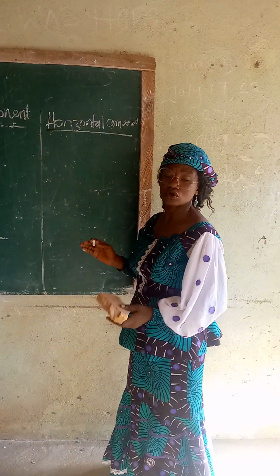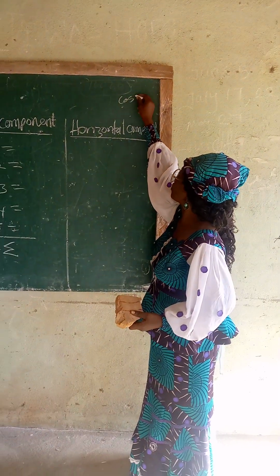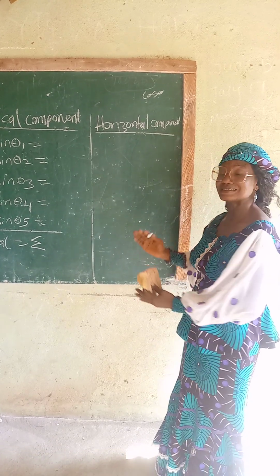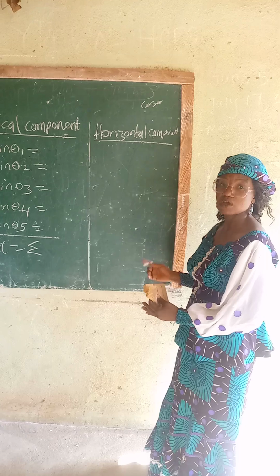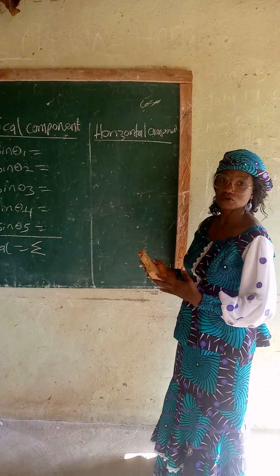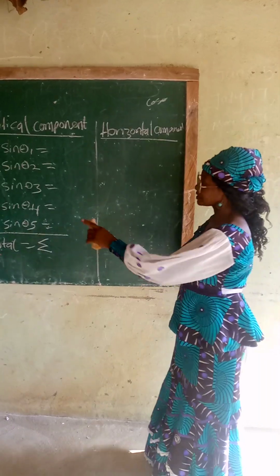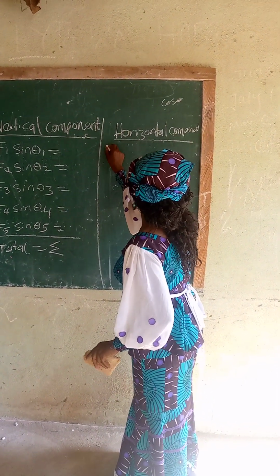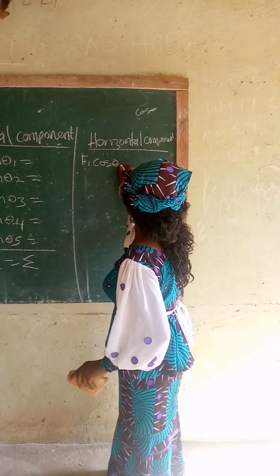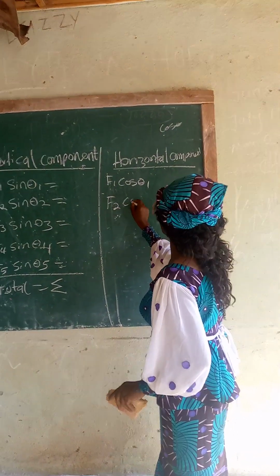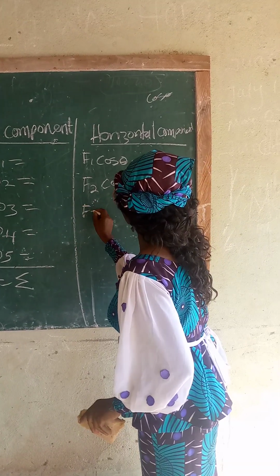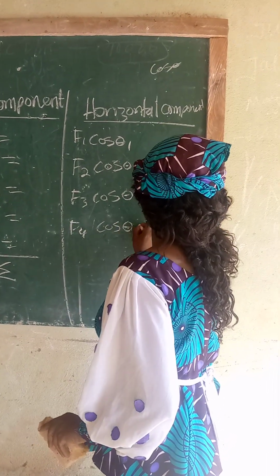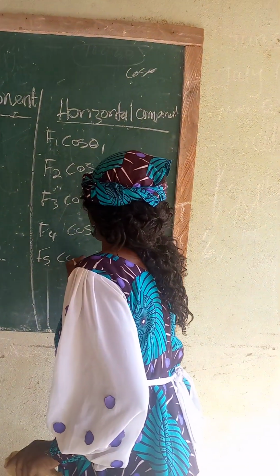Resolving into horizontal components means everything we are going to be doing here is cos theta. Like I said, the vectors on the right will be considered positive, while the vectors on the left will be considered negative. So let's start with vector 1, which is F1. We have F1 cos theta 1, F2 cos theta 2, F3 cos theta 3, F4 cos theta 4, and finally F5 cos theta 5.